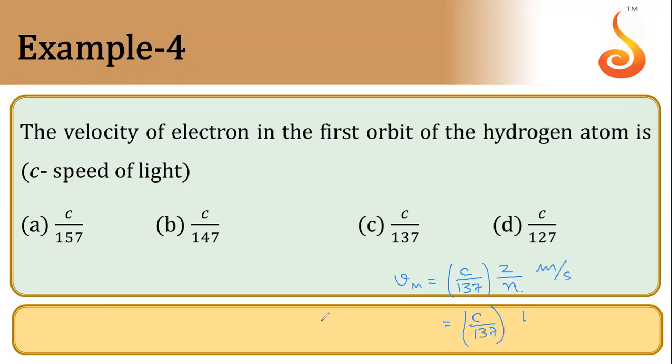The unit is meter per second. It is the first orbit, so the value of n will be equal to 1. So the velocity in the first orbit will come as c by 137. So our option will be C.